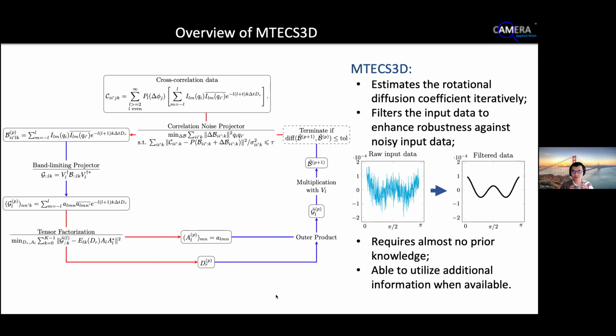Fourth, though almost no prior knowledge is required, when such information is available, MTech can still utilize it. For example, if we know the particle is some sort of fold symmetric, then some terms in the Lagrange expansion will vanish, and this information can be hard-coded into the implementation accordingly.